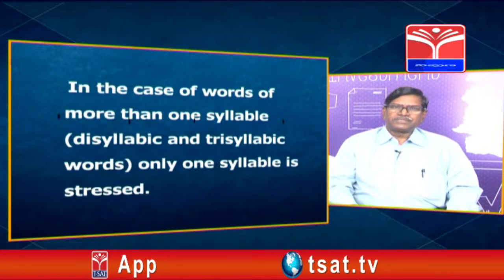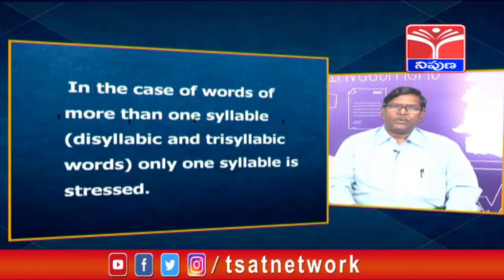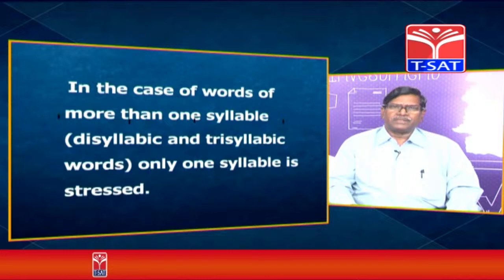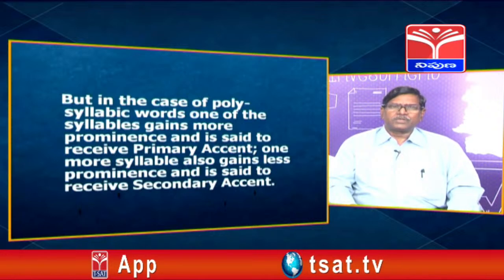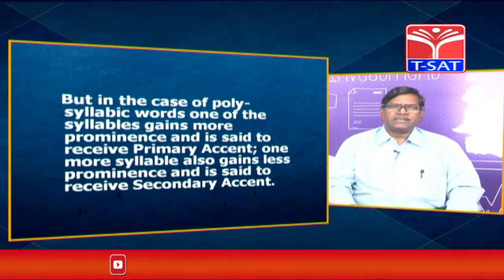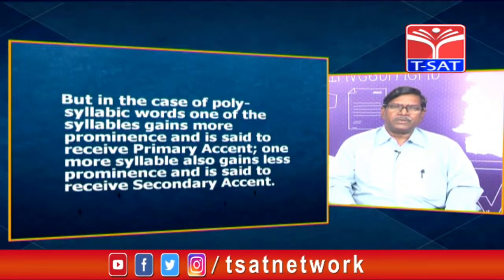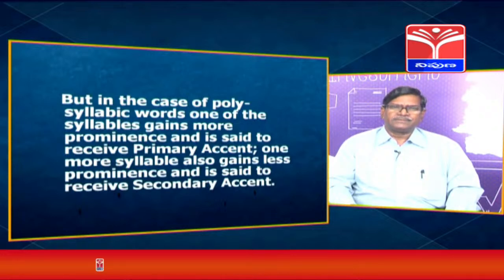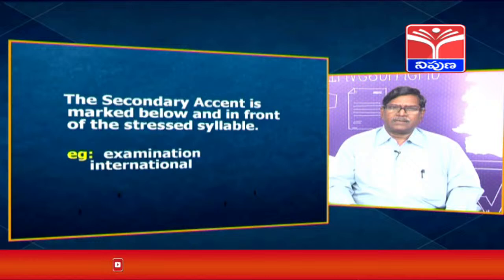But in the case of polysyllabic words, that means words containing more than two syllables, one of the syllables gains more prominence and is said to receive primary accent. And one more syllable gains less prominence and is said to receive secondary accent. The secondary accent is marked below and in front of the stressed syllable. See, for instance, examination. How many syllables are there?